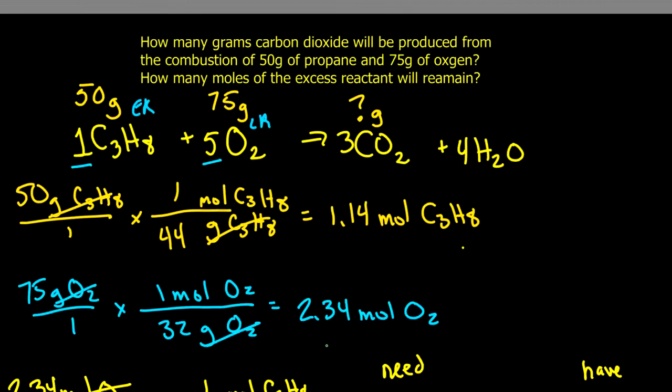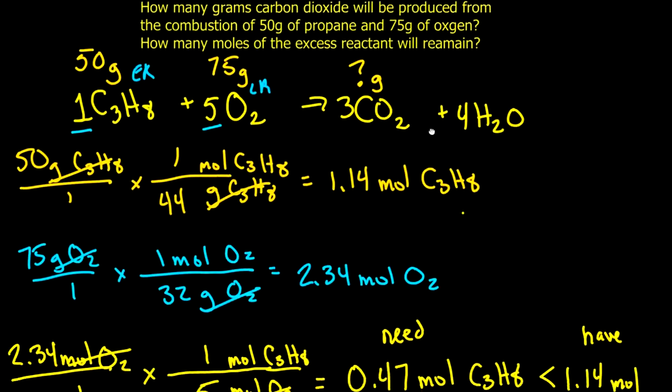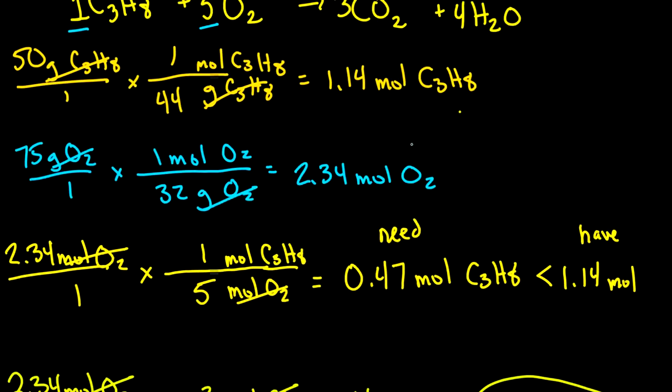Let's look at that. How many moles of the excess reactant will remain? Well, it's not too difficult. We just got to figure out how many moles of the excess we will need. We already have that work done. We have it right here. Here's our need. Here's our have. So if we have 1.14 moles of propane, and I'm going to use 0.47 moles, how many will be left?